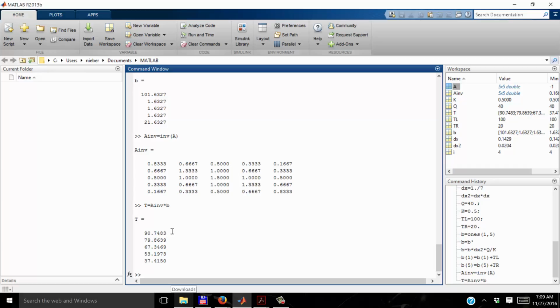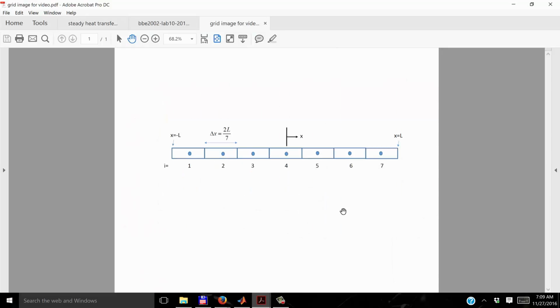This first temperature, 90.74 degrees, would be the one for grid cell 2. 37.41 degrees would be for grid cell number 6 in our formulation. So we have 2 through 6 calculated, the temperatures for these grid cells 2 through 6. Temperature for cell 1 is equal to 100. Temperature for cell number 7 is equal to 20.